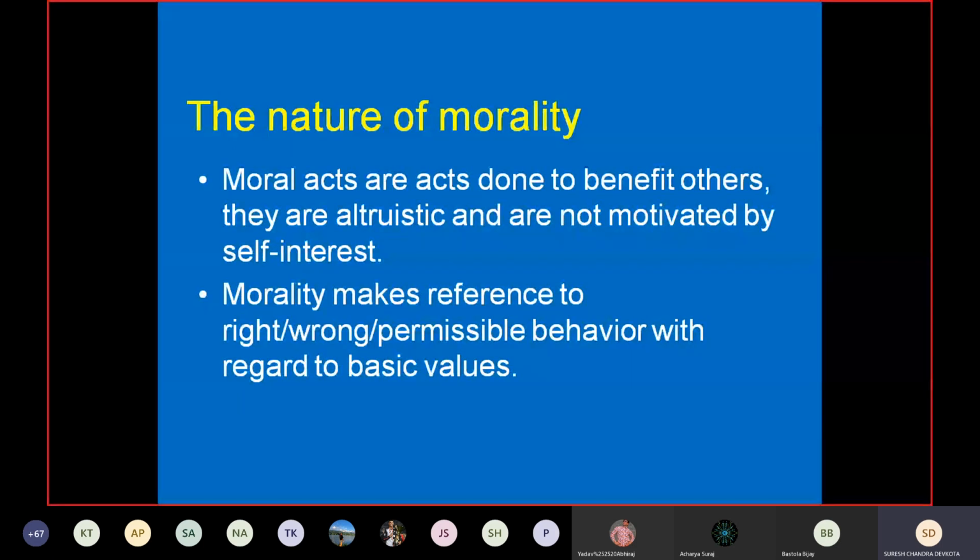The nature of morality talks about moral acts, which are acts done to benefit others, that are altruistic and are not motivated by self-interest. So how we define morality is, it has to be altruistic in nature, selfless help, and not motivated by self-interest. So that is actually moral principles. Morality makes reference to right and wrong and permissible behavior with regard to basic values. So again, you have to consider what are the basic values. On the basis of that, what is right and what is wrong, you have to decide that.